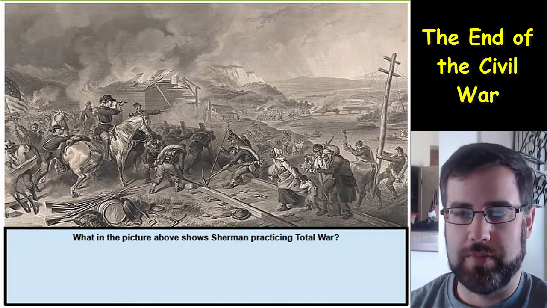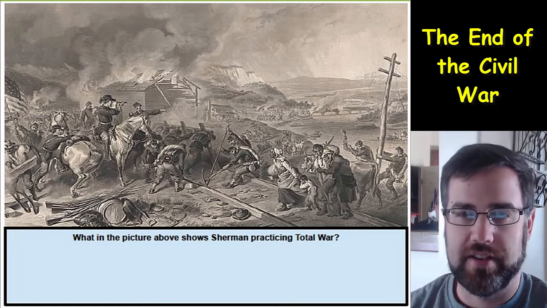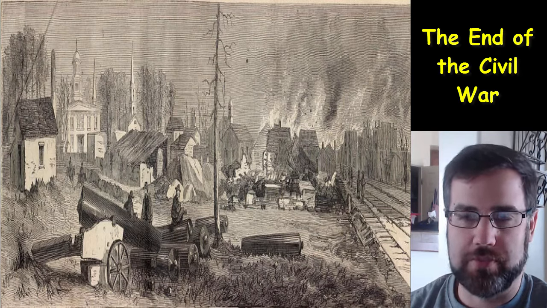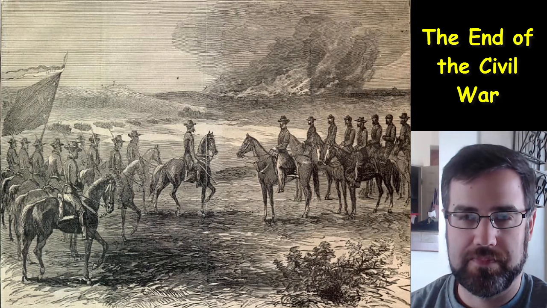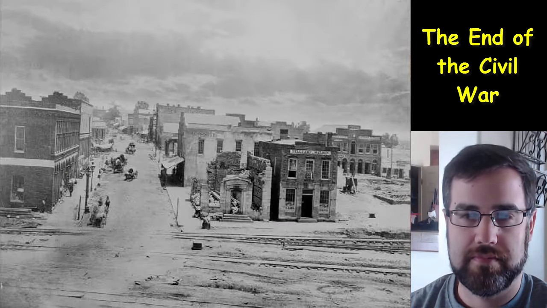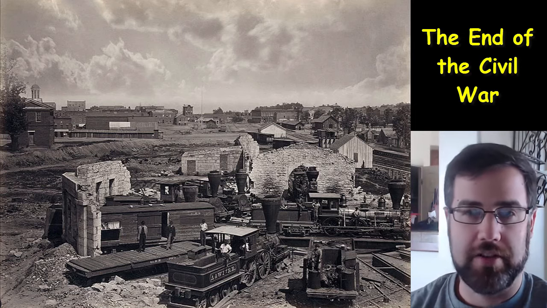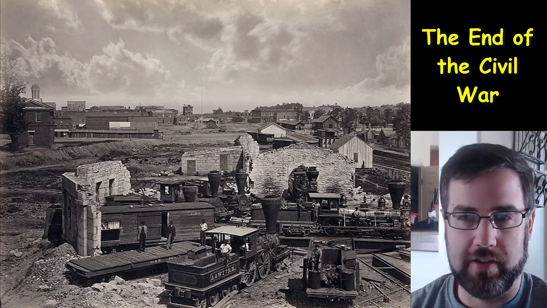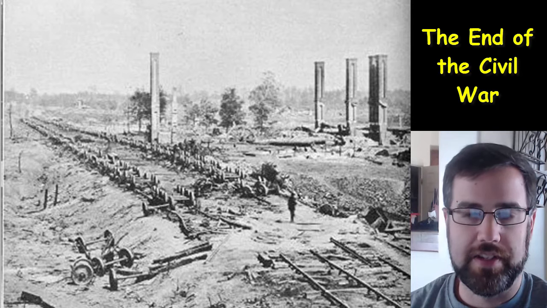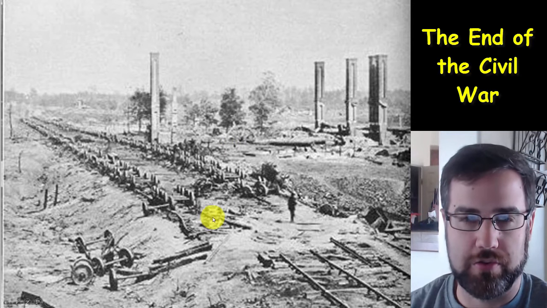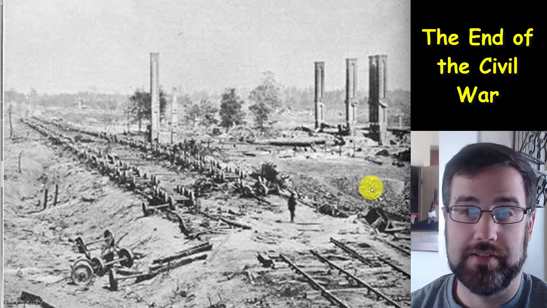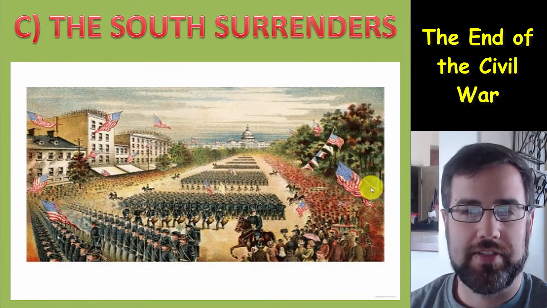The picture here shows Sherman practicing total war, so take a look at that and see what's going on. Sherman calls it total war, a scorched earth approach. Here are some drawings from Atlanta, Georgia. And then here are photographs that were taken of Atlanta after General Sherman and the Union Army marched through and burnt the city. Here's what's left of a railroad train yard. You can see the tracks dismantled here and the trains destroyed, and all that's left are the wheels.